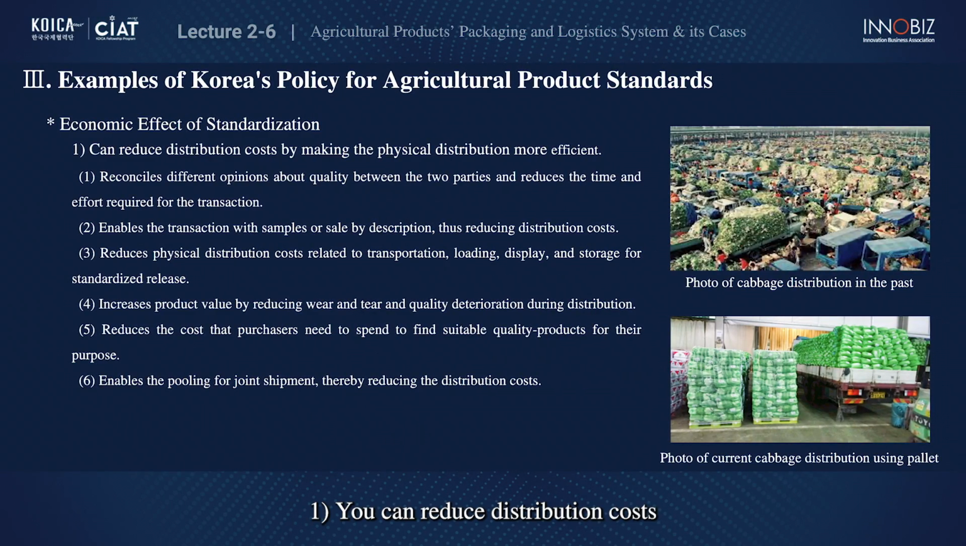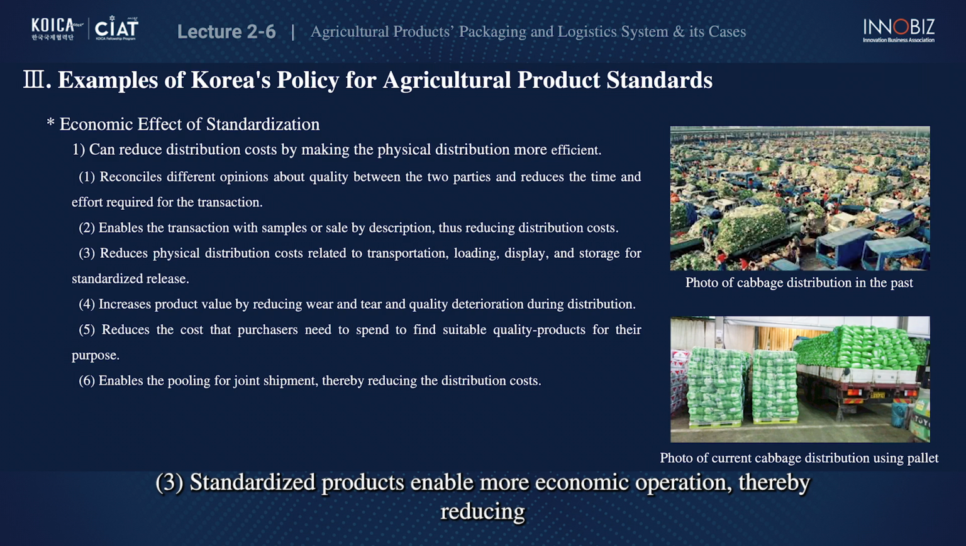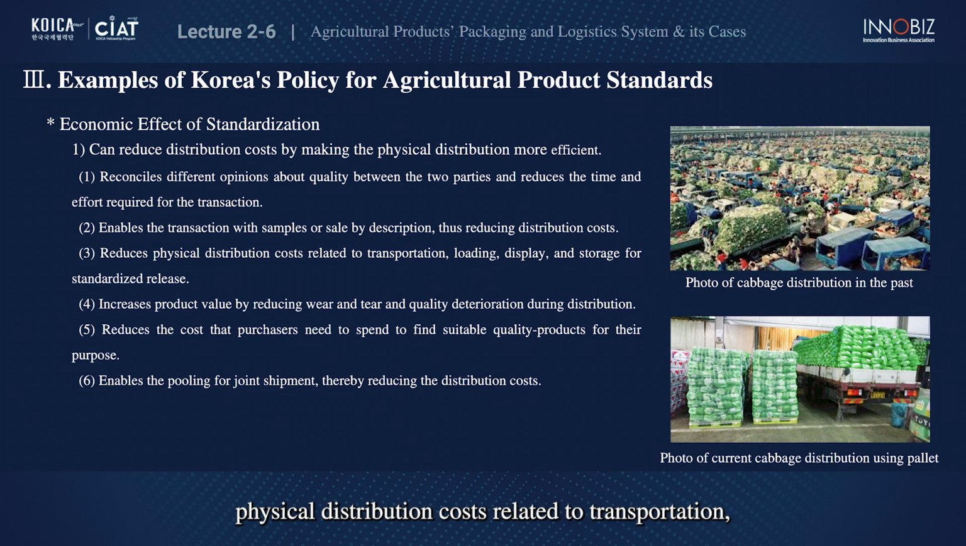You can reduce distribution costs by making physical distribution more efficient. When the agricultural products are standardized, it reconciles different opinions about quality between the two parties and reduces the time and effort required for the transaction. It enables the transaction with samples or sale by description without inspecting every product, thus reducing distribution costs. Standardized products enable more economic operation, thereby reducing physical distribution costs related to transportation, loading, display, and storage.